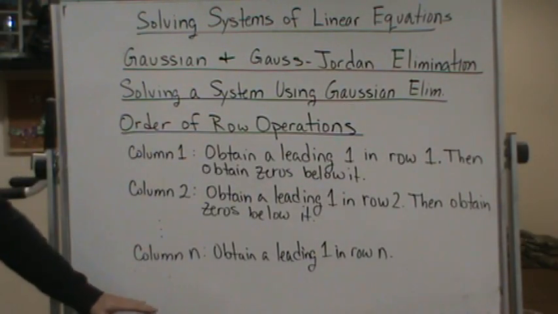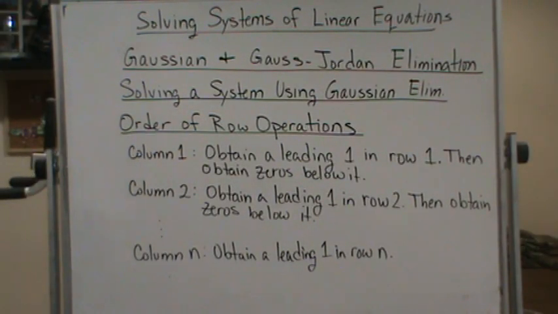So if you use this order of row operations, then at the end, when you get to the bottom column, you will have the matrix in row echelon form. And that's it. So let's do some more examples.